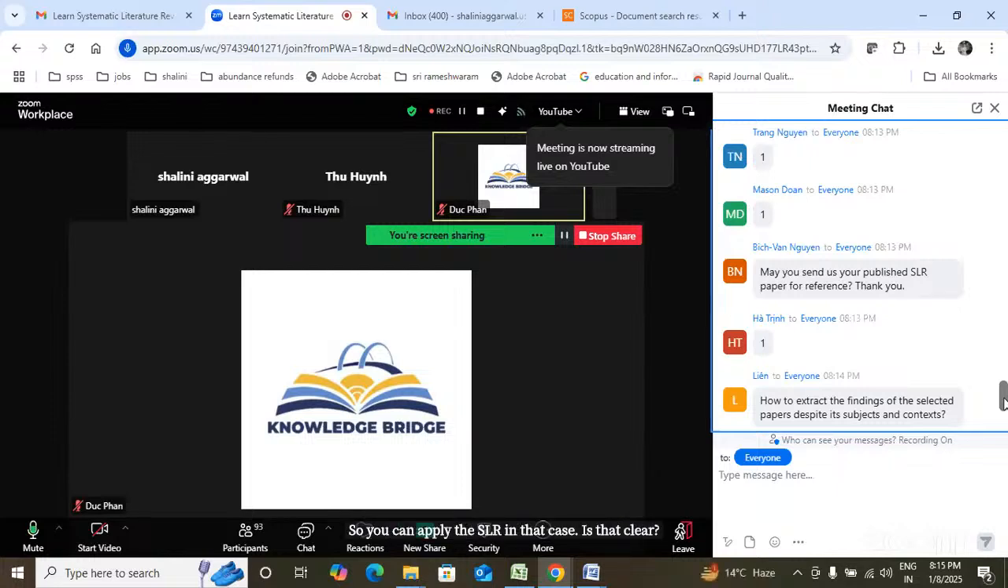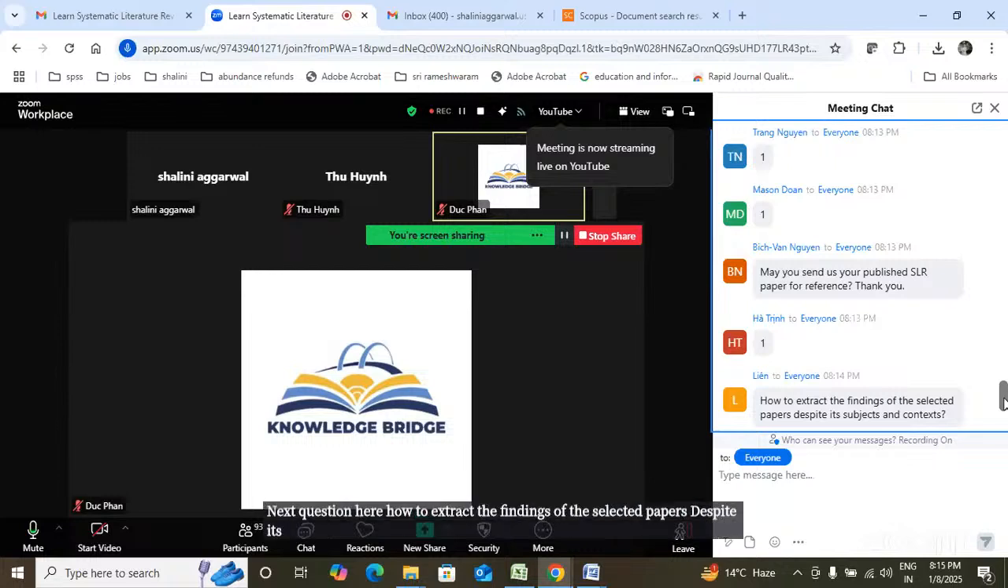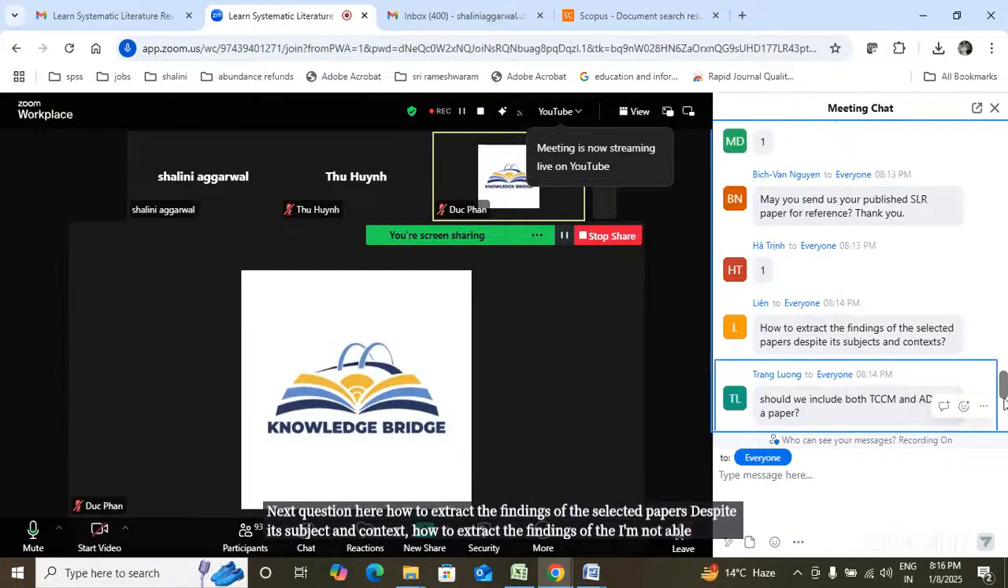Next question, how to extract the findings of the selected papers despite its subject and context? I'm not able to understand. Len, can you please be specific? How to extract the findings of the selected papers?